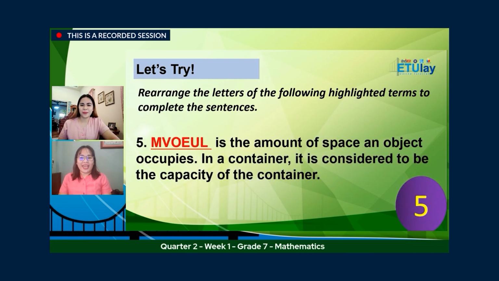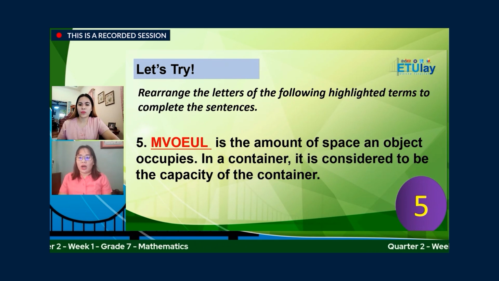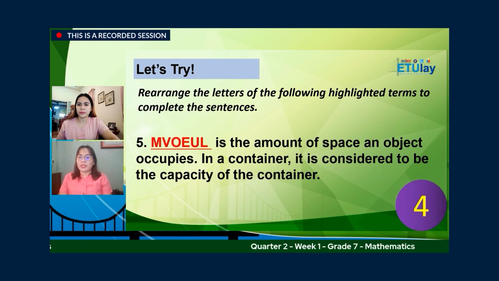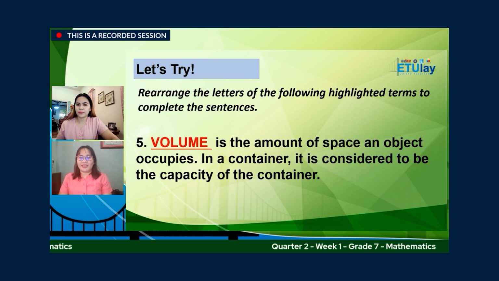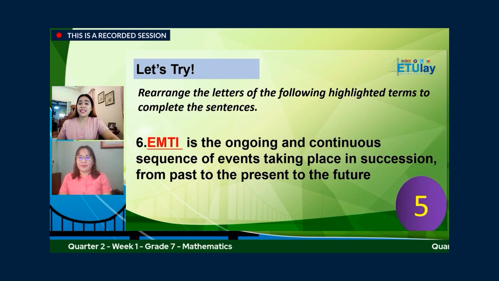For number 5, blank is the amount of space an object occupies. In a container, it is considered to be the capacity of the container. What is the answer? The answer is volume. Yes, very good.